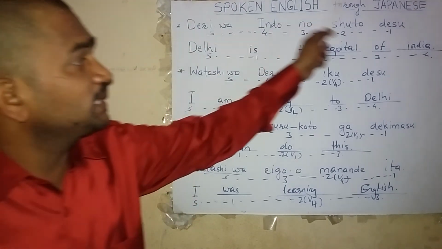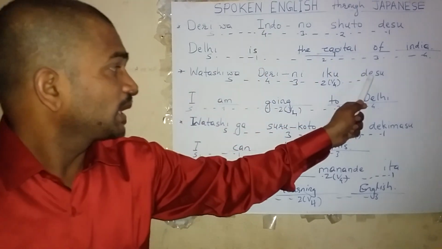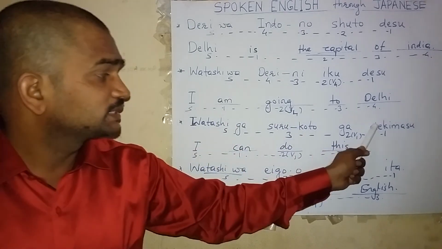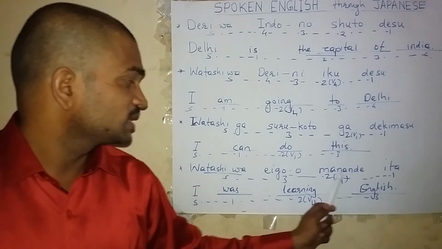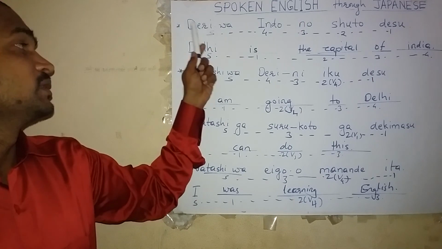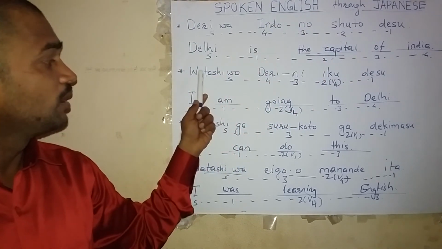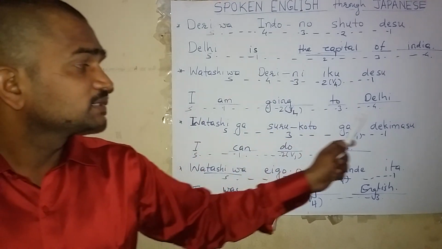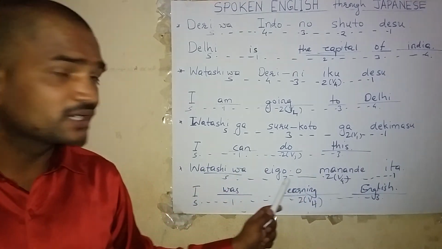Delhi is the capital of India. I am going to Delhi. I can do this. I was learning English. Okay, I will try again. Look here, such as Delhi is the capital of India. I am going to Delhi. I can do this. I was learning English.